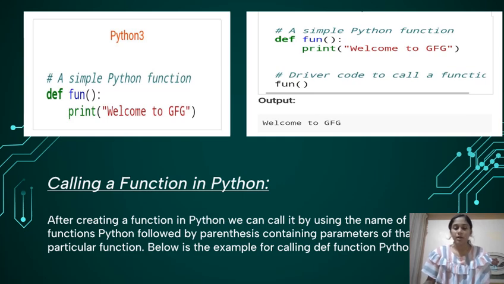Now calling a function in Python. After creating the function in Python, we can call it by using the name of the function followed by parentheses containing parameters of that particular function. In the second picture, you can see the example of calling a function. Here, def function. Def is the keyword and function is given as the function name. The statement is given as welcome to GFG, and the function is called again at the end.